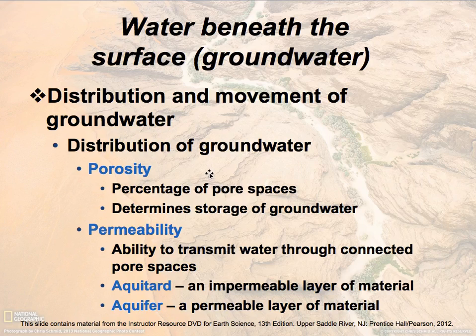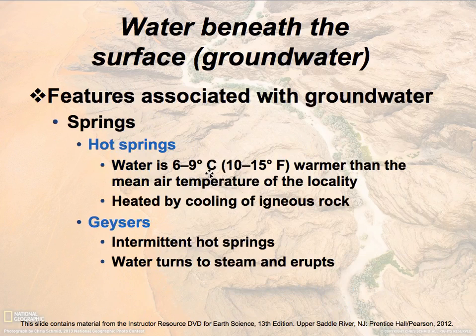An aquitard is an impermeable layer of material through which groundwater will not percolate. So aquitards are impermeable; their permeability is 0. And an aquifer is permeable; that is, water can move through it, and it's oftentimes characterized by a porosity, that is, a volume of water that can be contained in that aquifer, as well as a permeability, that is, a rate at which water can move through it.